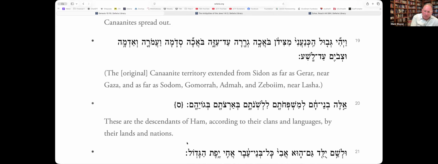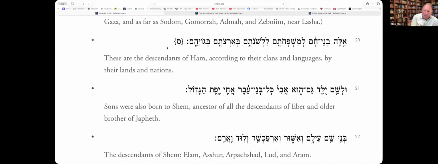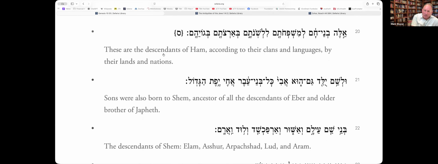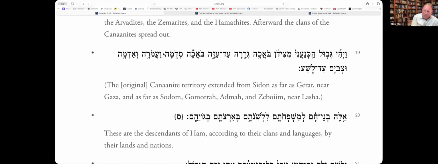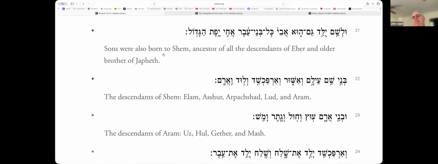And so again, here it says, "These are the descendants of Ham, according to their clans and languages, by their lands and nations. Sons were also born to Shem, ancestor of all the descendants of Eber." I hadn't gotten to that, but yeah, now we're going to get to the Semites. So that's Ham, the Ham people. And then here we have the Semites.